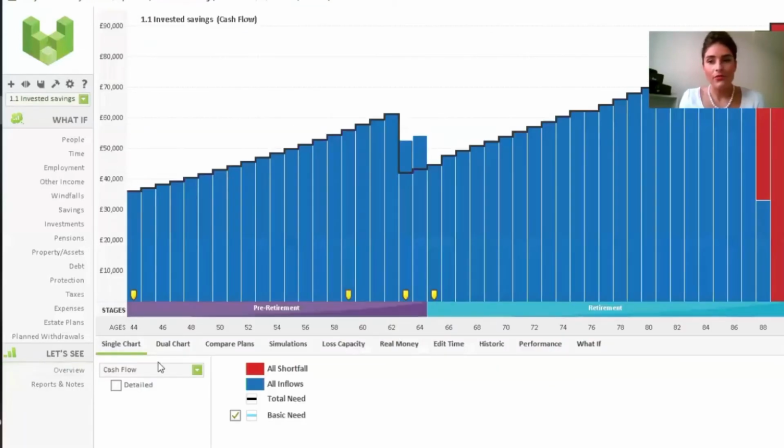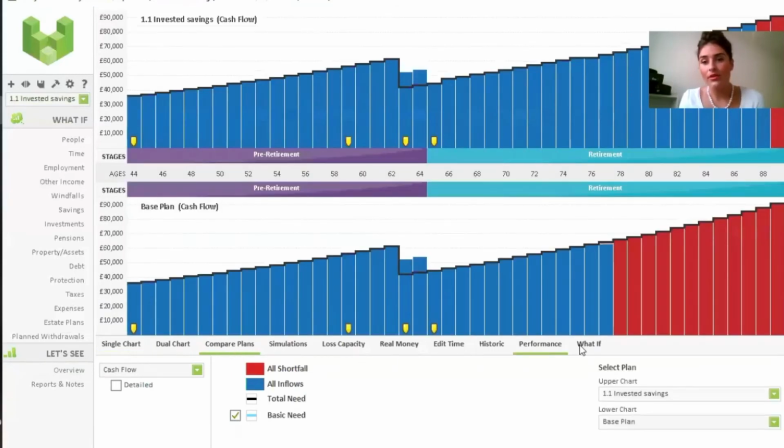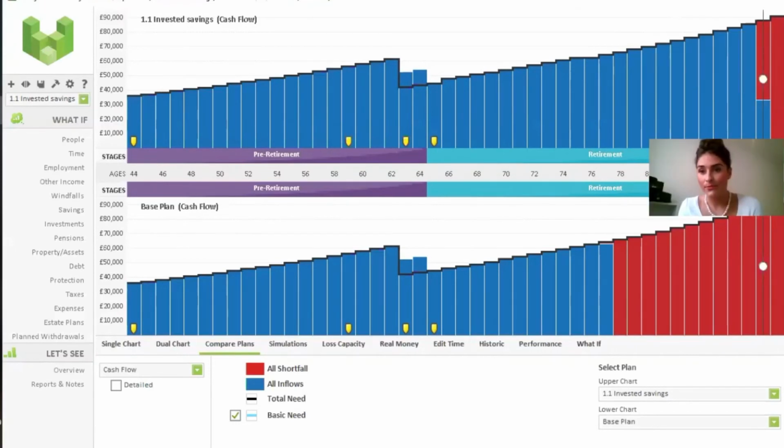If we then have a look at the difference, we can compare the two plans. Rather than her running out of money at age 77, we've now pushed that to halfway through her being 88. That's a huge, huge difference. Now, she's still not quite happy with this. What we've managed to do is push that so much further back without her physically doing anything. She's not made any major changes apart from investing that money. She's still not particularly happy with having the shortfall before 90.